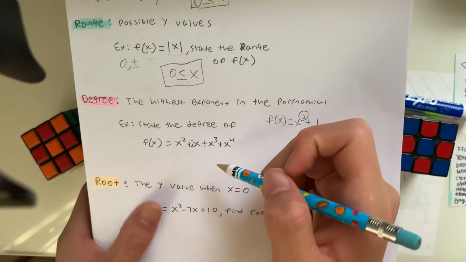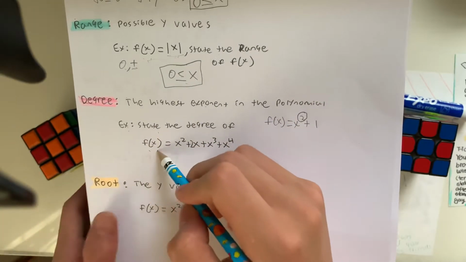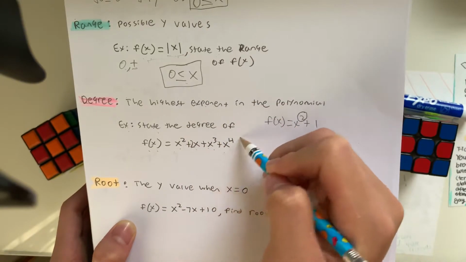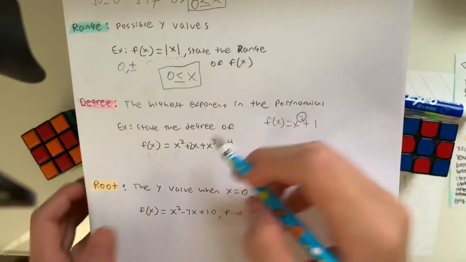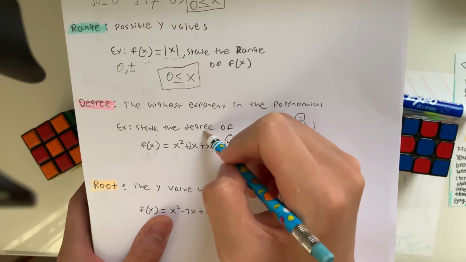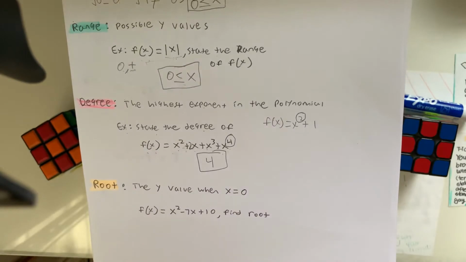So let's look at this example right here. State the degree of f of x is equal to x squared plus 2x plus x to the third plus x to the fourth. As I just explained, the degree is the highest exponent. So what is the largest exponent? It's 4. So that means the degree is 4. So that's how you're going to do this question if asked.